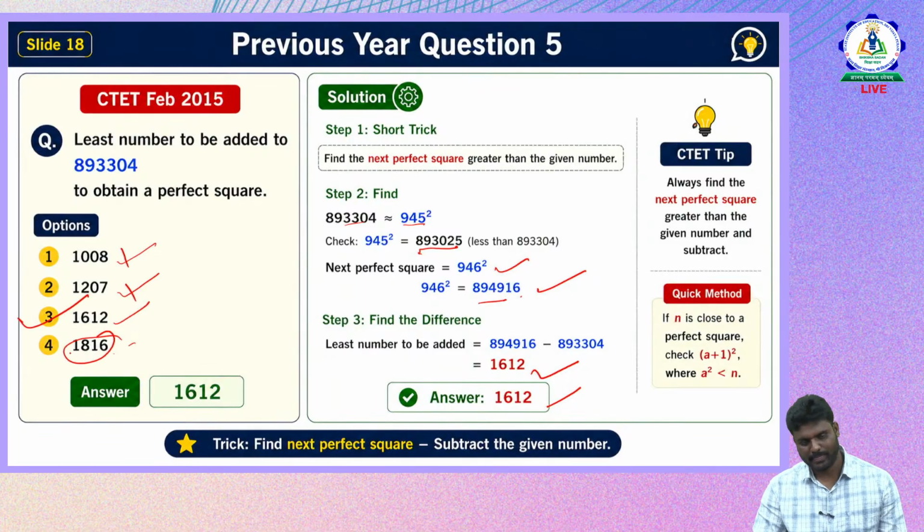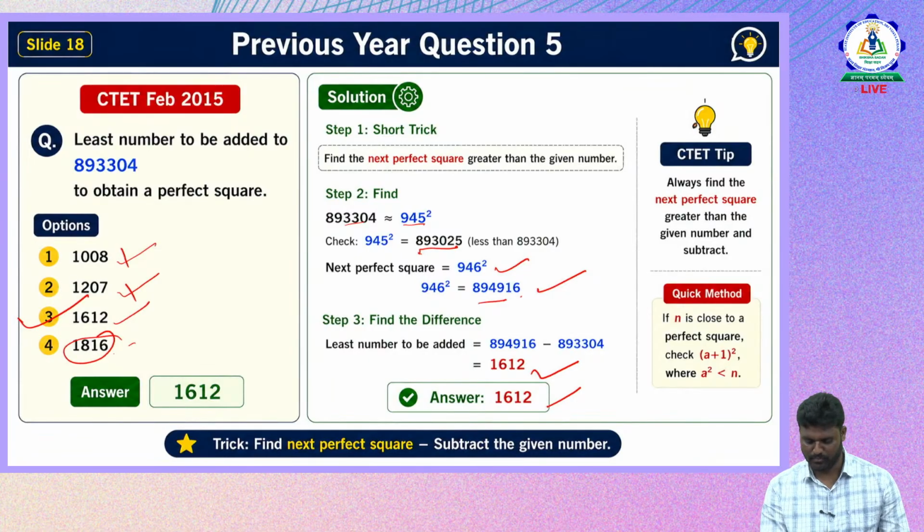Okay, then what is the method we can remember here? If n is close to a perfect square, check (a+1)², where a² is greater than n. So we try to identify the next perfect square of the given number and see the difference of that one, then we'll get the answer.